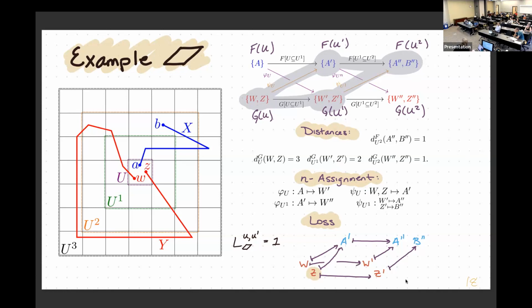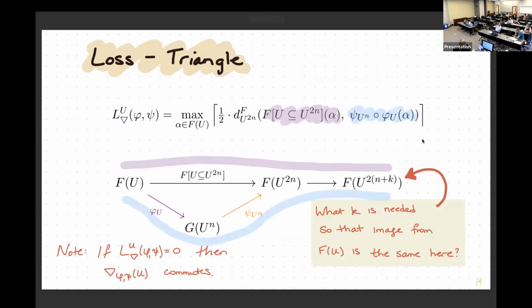Right. And so what that means is that my loss function is actually 1, because the distance between A prime, A double prime, and B double prime in this particular location is 1. Okay. All right. So I've got a loss function for parallelograms. I can come up with a loss function for triangles.